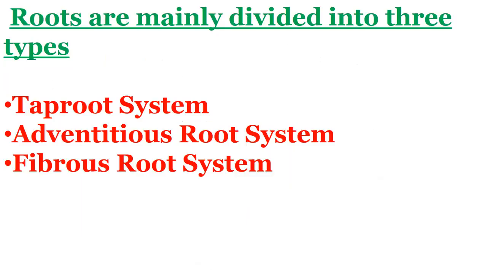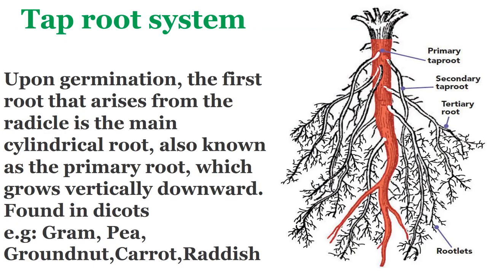Now our next topic is types of root system. Roots are mainly divided into three types. So we have three types of root system. First is the taproot system, second is the adventitious root system, and third is the fibrous root system. So let's start with the taproot system. Here you can see the diagram for the taproot system.